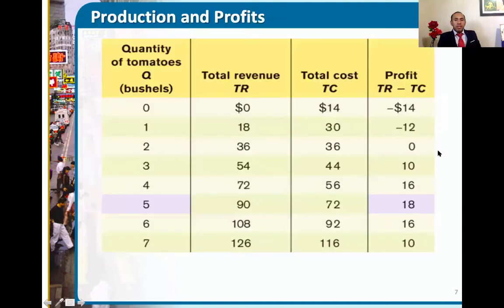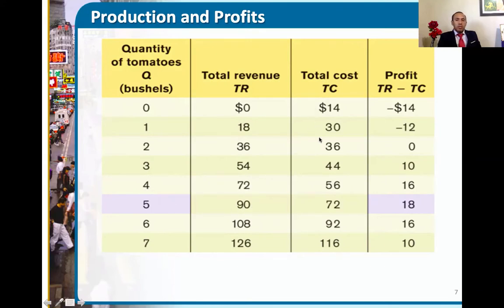So here we have the scenario of producing tomatoes for a particular small farm, a farmer that produces tomatoes. We can produce 0 units, 1 unit, or 4 units, or 7 units. And the total revenue is, if you sell 1 unit, you get $18. 2 units, you get $36. 3 units, a total of $54. 4 units, a total of $72. 5 units, a total of $90.